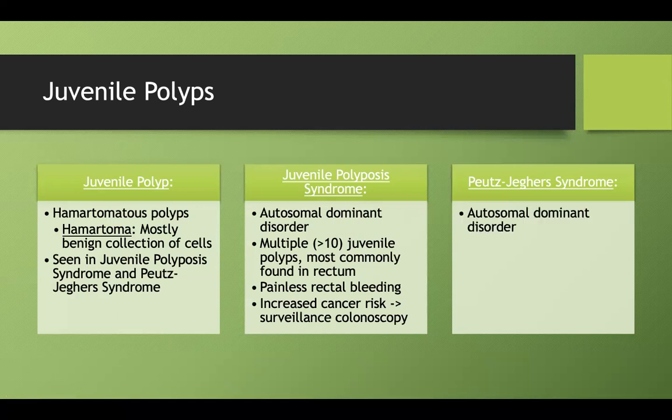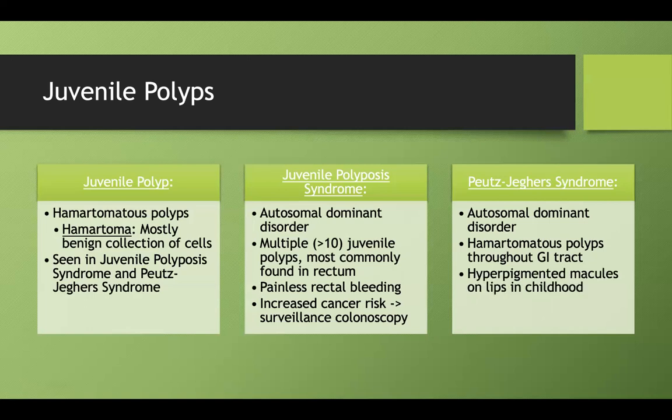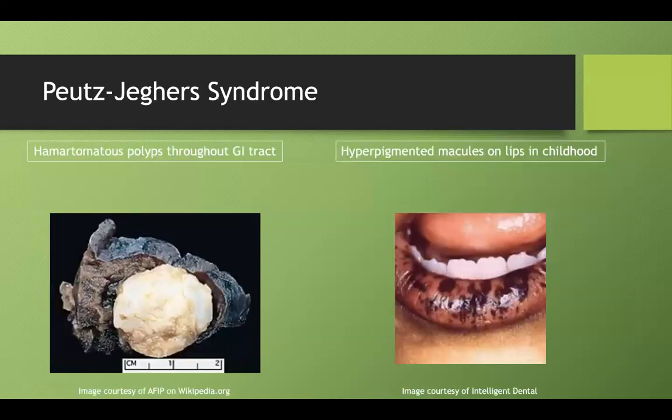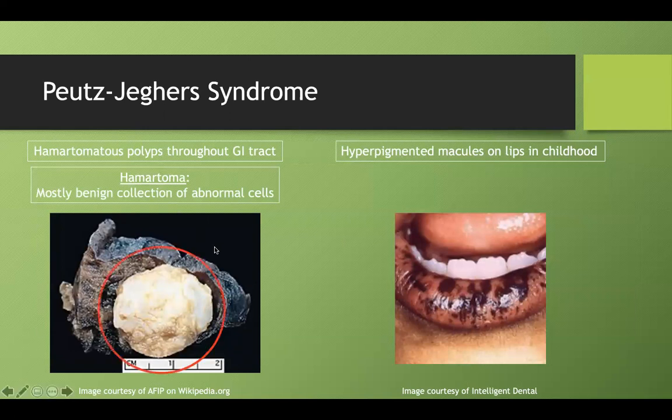I think of these, the more high yield disorder is Peutz-Jeghers syndrome, also an autosomal dominant disorder, also causes hamartomatous polyps, but this one can cause it throughout the GI tract. A big thing they like to test is that it also has hyperpigmented macules. So if I go here to Peutz-Jeghers syndrome, you're going to see a few things. The first thing you'll see is this hamartomatous polyp throughout the GI tract.